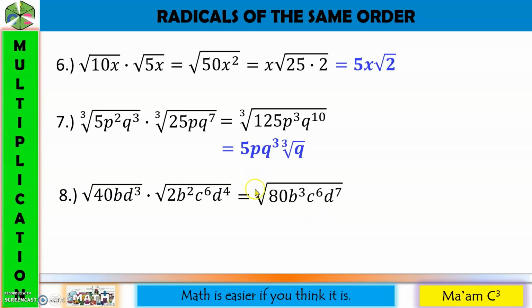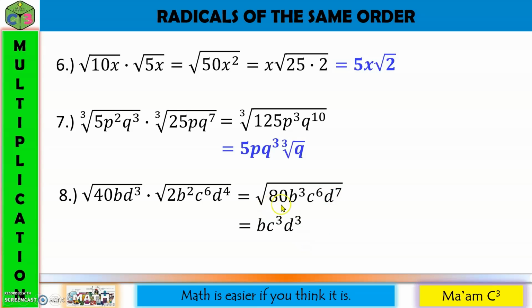The index here is 2. The exponent of b is 3. So I could factor out 1b. For letter c, 6 divided by 2 is 3. I could factor out c cubed. For d, how many 2's are there in 7? There are 3. So I can factor out d cubed.